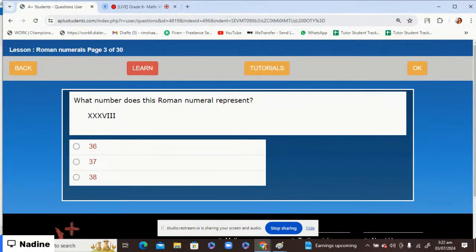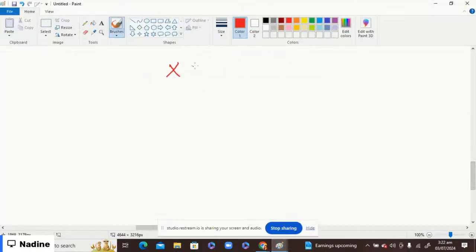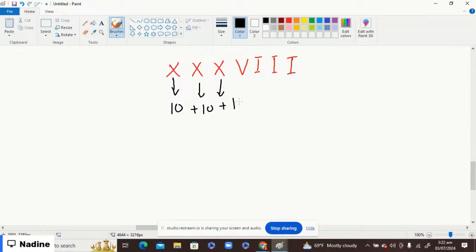So what number does this Roman numeral represent? There are 3 X's, then V, then 3 I's. Let's check, okay? 3 X's, then V, then 3 I's. So this represents 10, this 10, this 10, this, as we know, 5, and this represents 1, 2, 3. Count it together. 10 plus 10 plus 10 is 30, plus 8, this is 38.